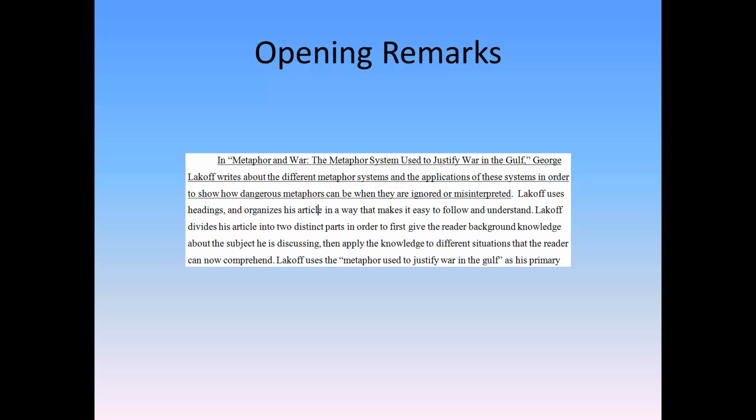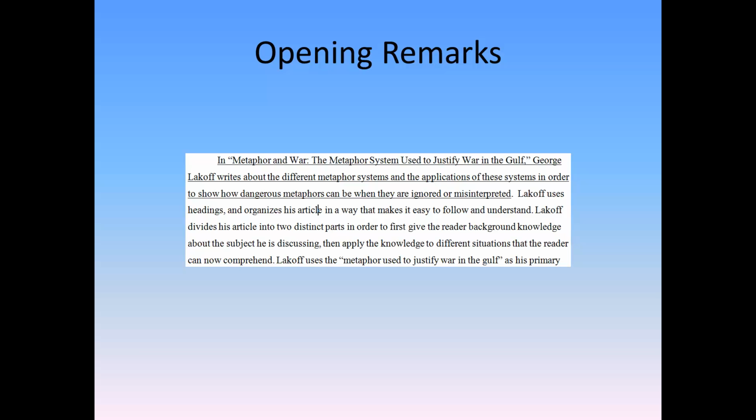In Metaphor and War, the metaphor system used to justify the war in the Gulf, George Lakoff writes about the different metaphor systems and the applications of these systems in order to show how dangerous metaphors can be when they are ignored or misinterpreted. Period. This is the topic sentence. If you were to guess what the rest of the paragraph discusses, you would probably have some pretty good hints, if not explicit direction, for what to expect.